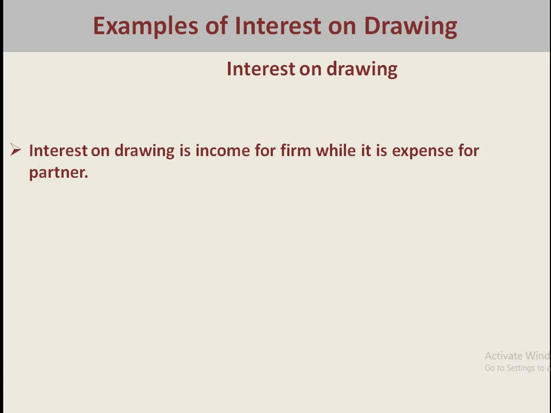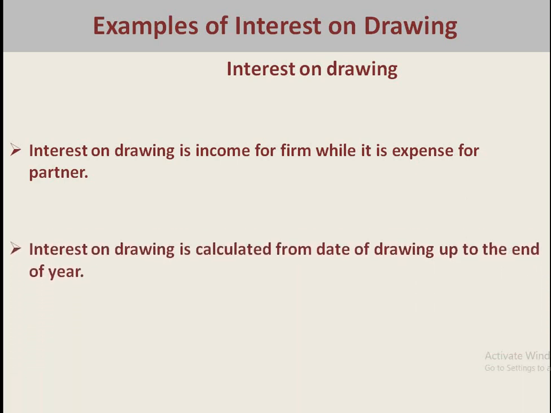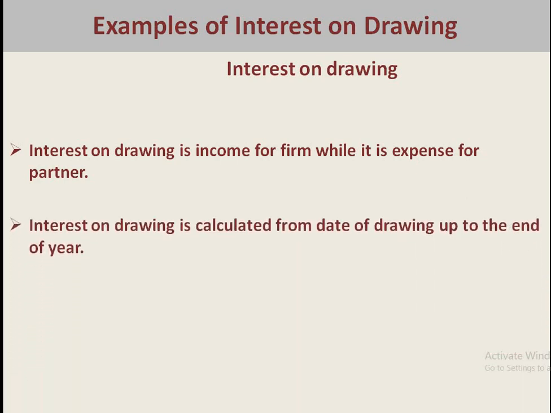Interest on drawing is income for firm while it is expense for partner. Of course, firm charges interest on partner, so firm recovers from partner. For firm, it is income, while for partner, it is expense. This is a very important line for your objective MCQs also. Now, second, interest on drawing is calculated from date of drawing up to the end of year.